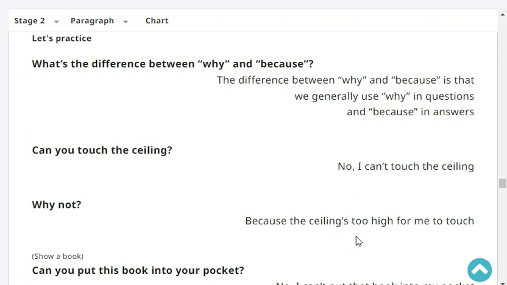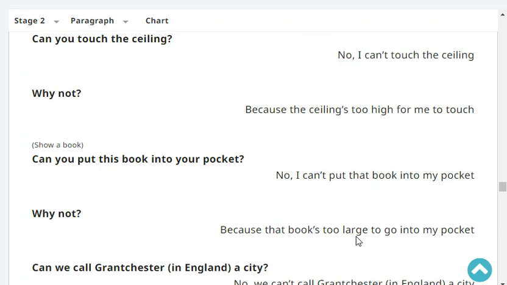Very good. Can you touch the ceiling? No, I can't touch the ceiling. Why not? Because the ceiling's too high for me to touch. Very good. One more. Because the ceiling is too high for me to touch.